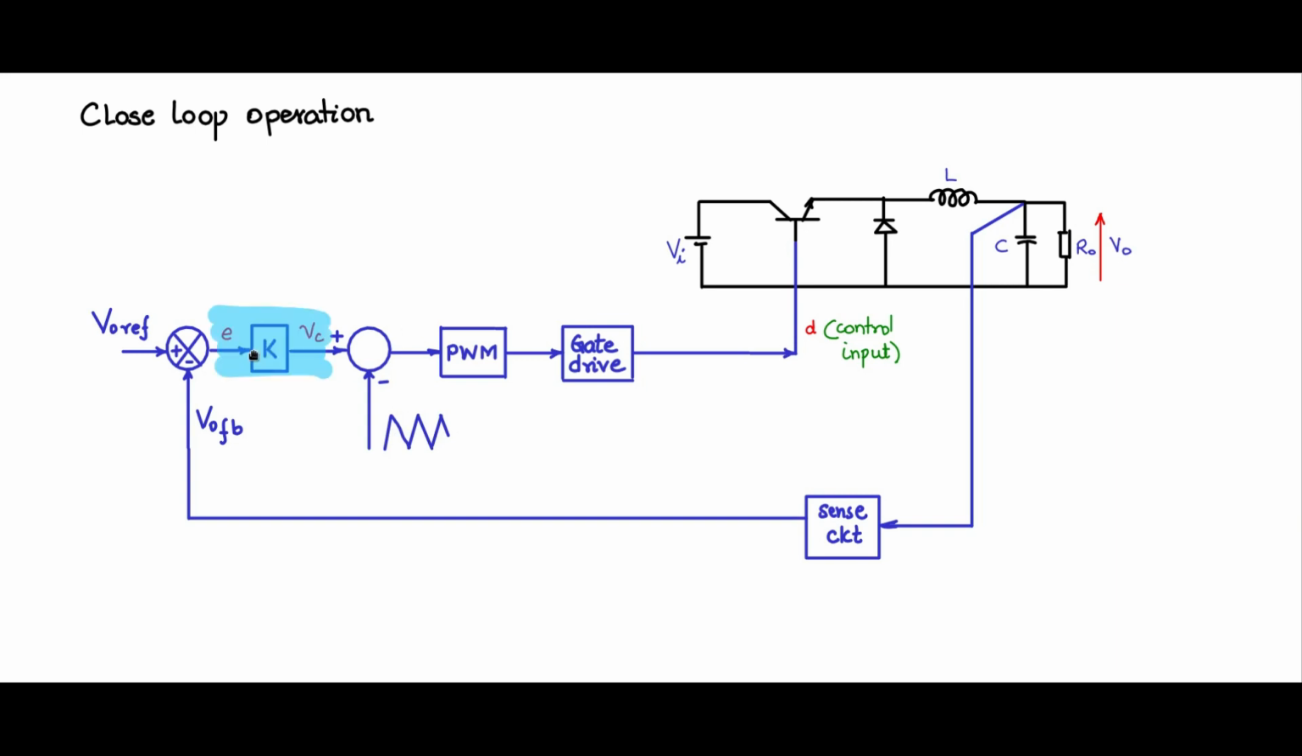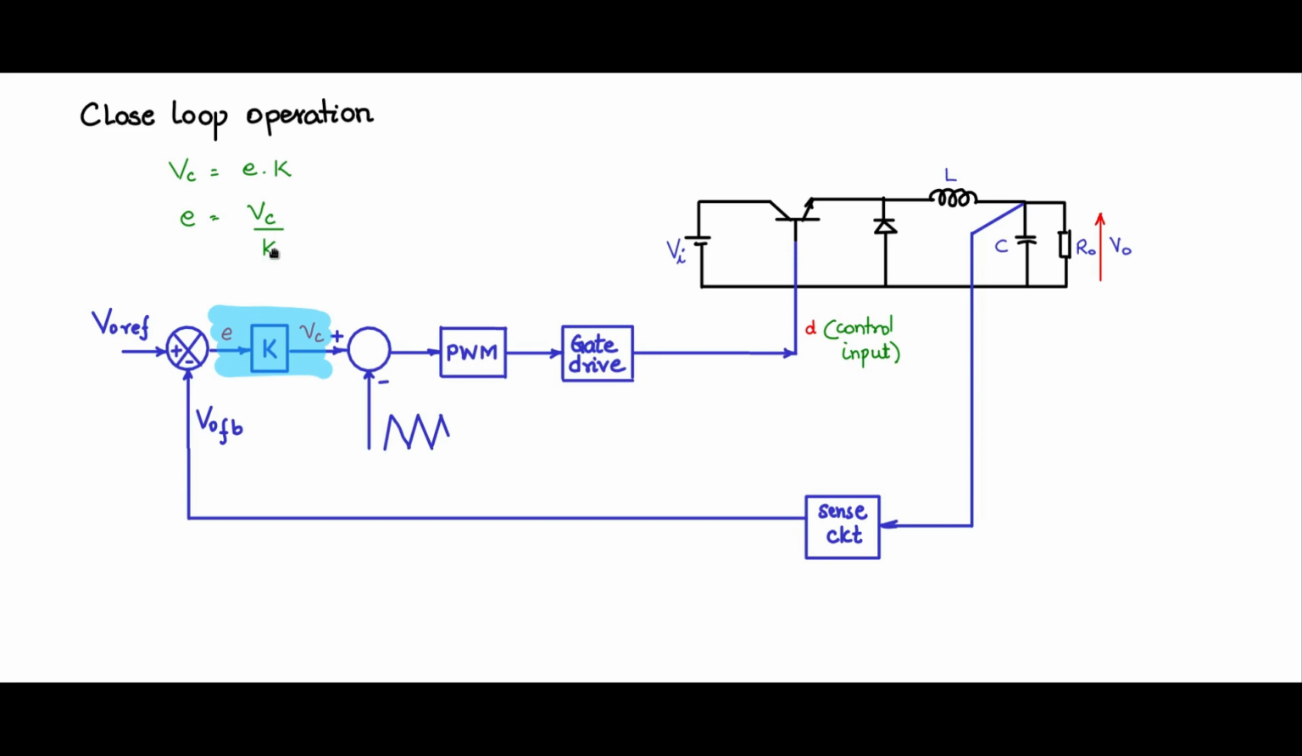Now let us focus on this part, irrespective of all the other parts of the system. Here the relationship is VC is nothing but E into K, error into controller gain. So error E is equal to VC by K. When can we get the error as 0? There are only two possibilities. Either VC should be 0 or K should be infinite.